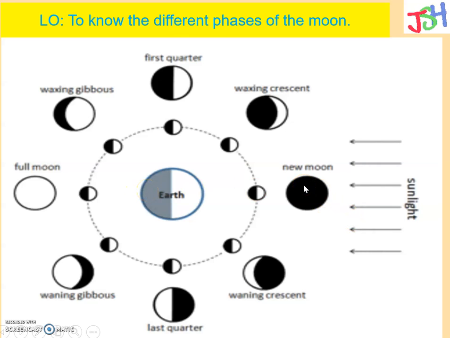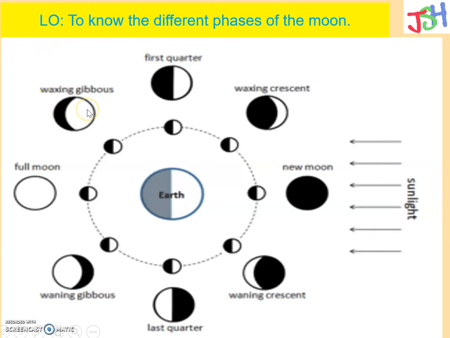After the new moon, the moon will continue to grow. At the second stage, we see a glimpse of the moon, and this is called the waxing crescent. Waxing meaning growing. Then the moon will continue on its journey around the earth. It will get to the first quarter. The first quarter is what we call the half moon. At this stage, the moon would have traveled a quarter of its journey around the earth.